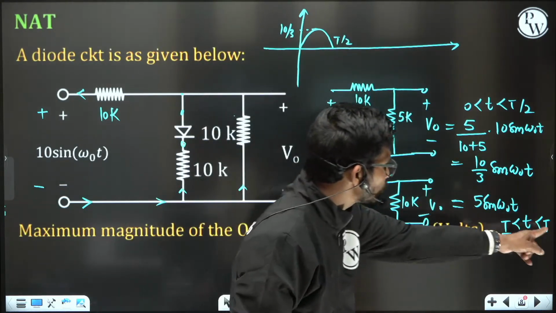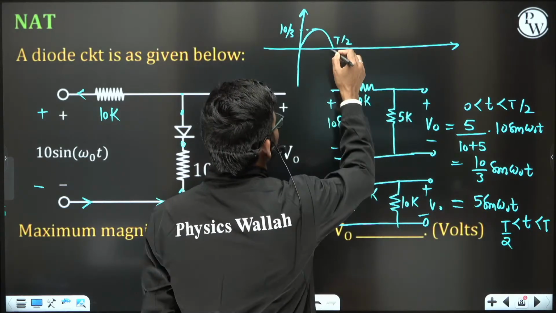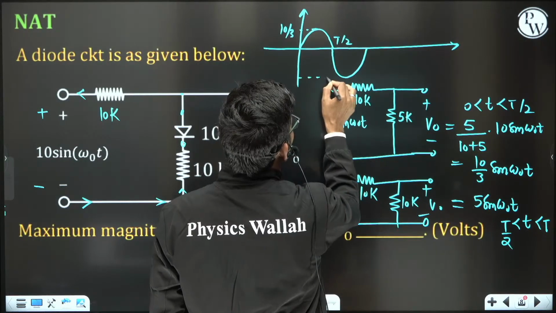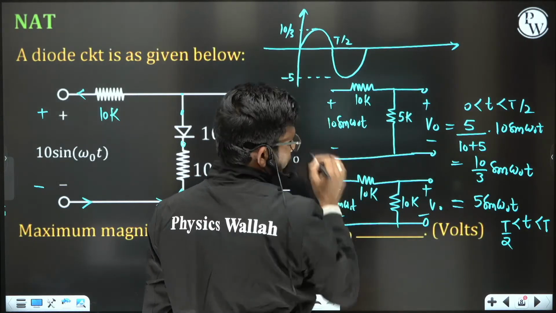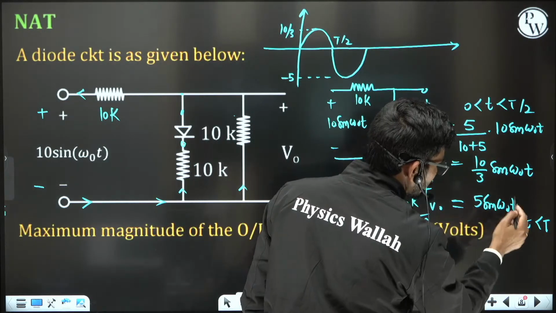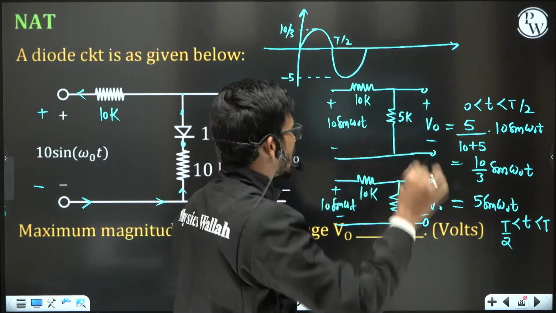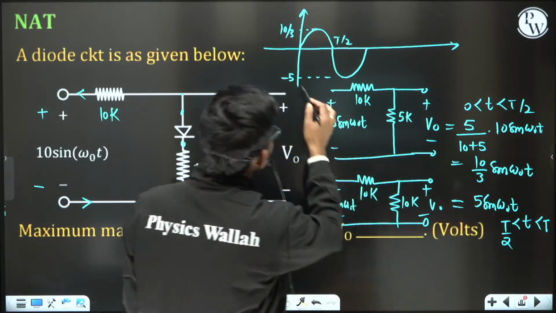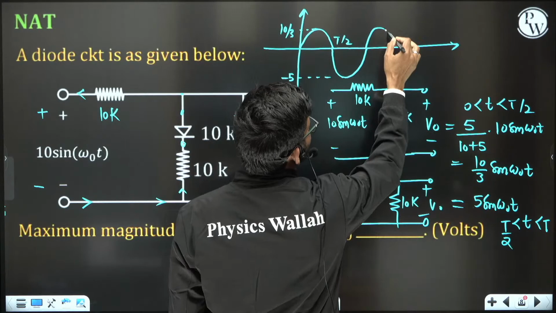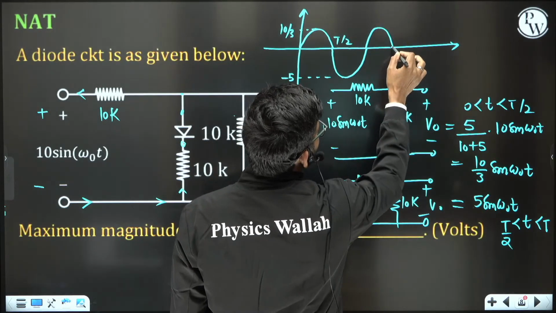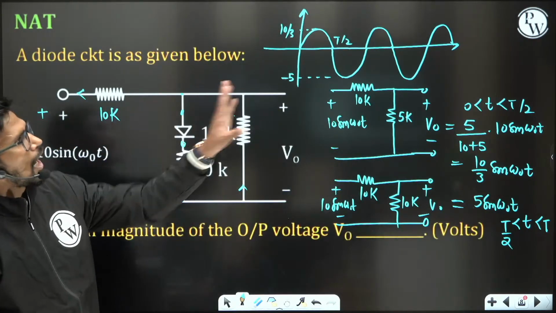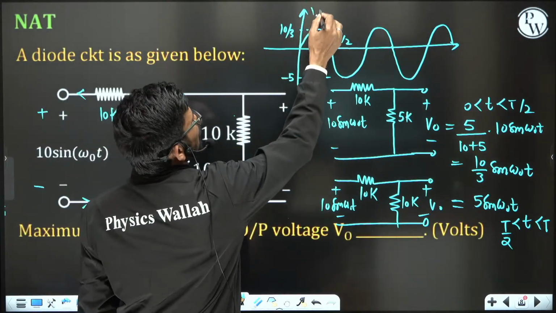and from T by 2 to T it is 5 sin omega naught t, and in T by 2 to T it is negative, so this voltage is actually minus 5, because from T by 2 to T this sin omega naught t will be in the negative half cycle, and this maximum value is 5, that means this is minus 5. Okay, so this is the voltage and this is the waveform. This upper value is 10 by 3, and this goes like this, and this is the output V naught.